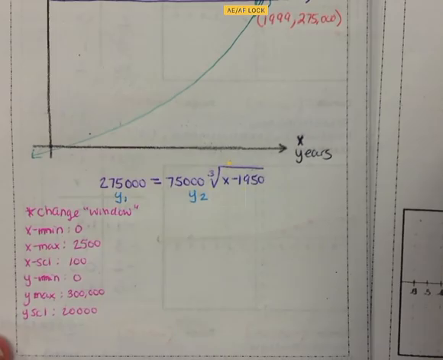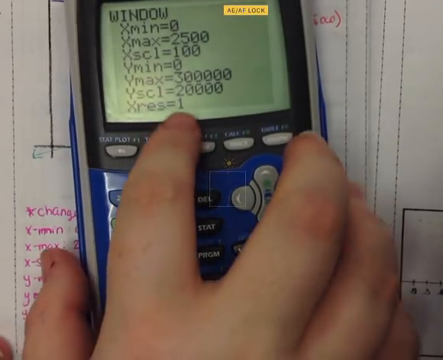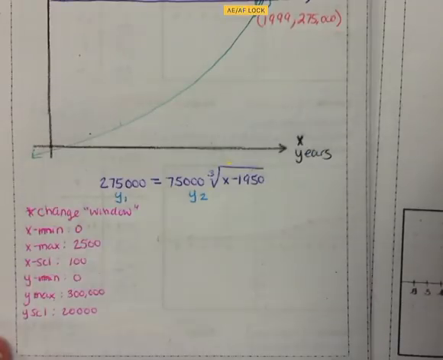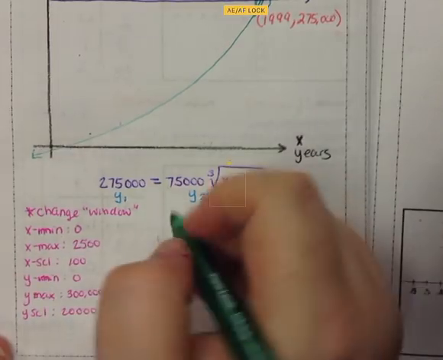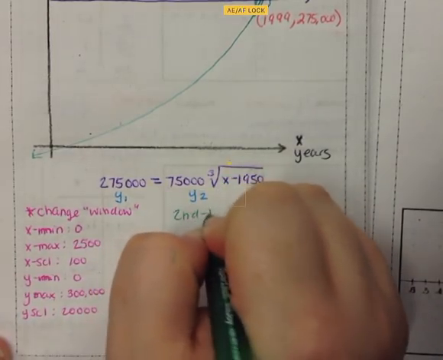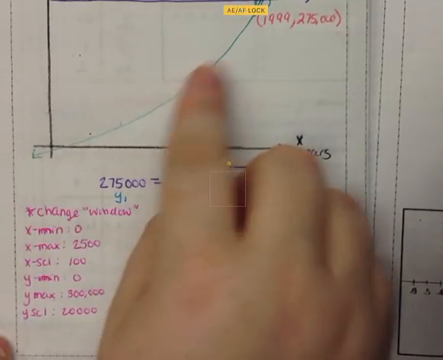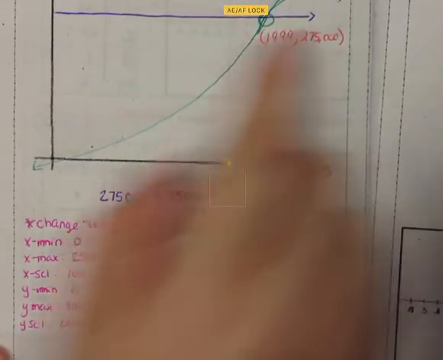The last part of it, that X res, we didn't have to do anything with. And we found the solution. We found the second trace 5. So once we had those, we did second trace 5, and we got our intersection at 1999 and 275,000.